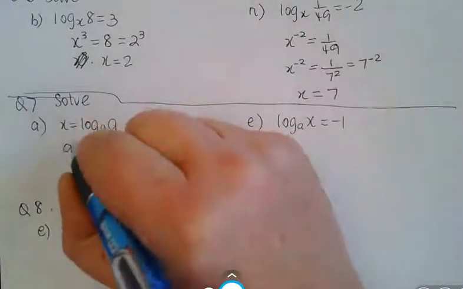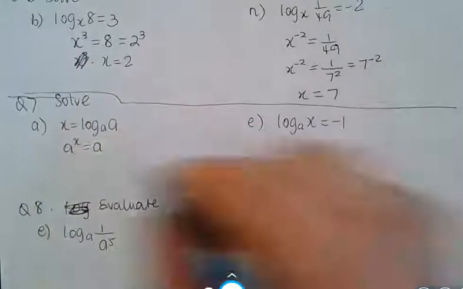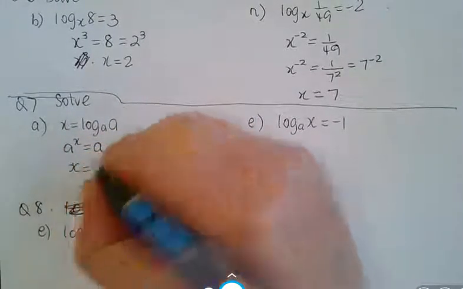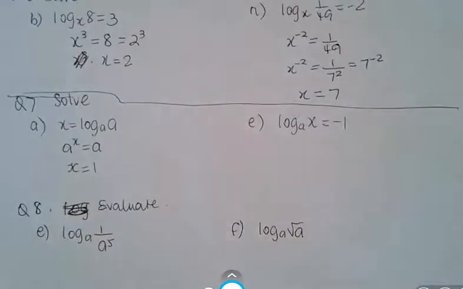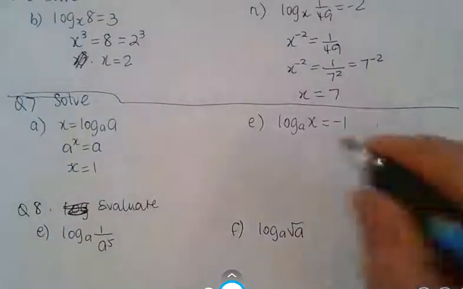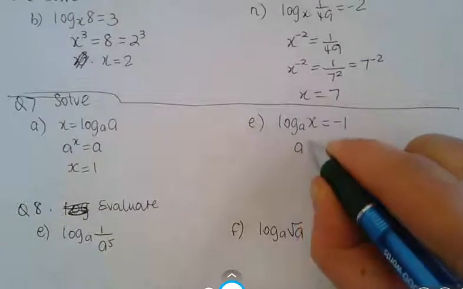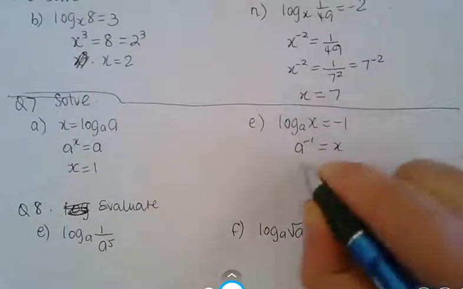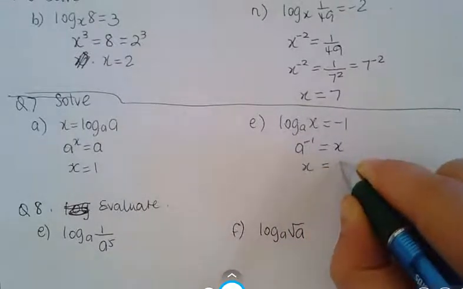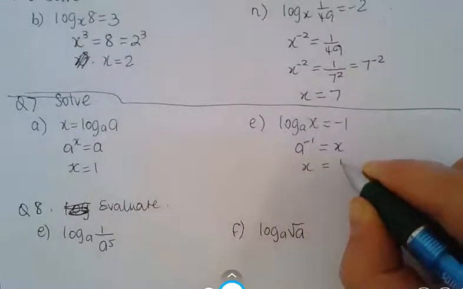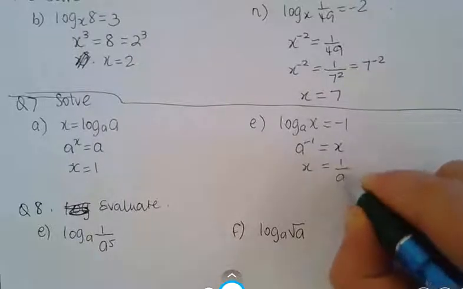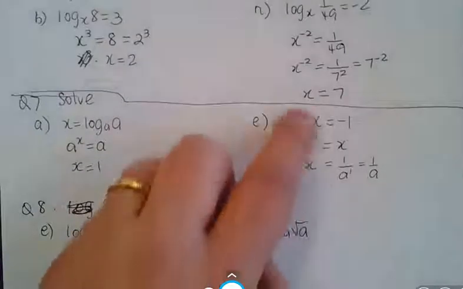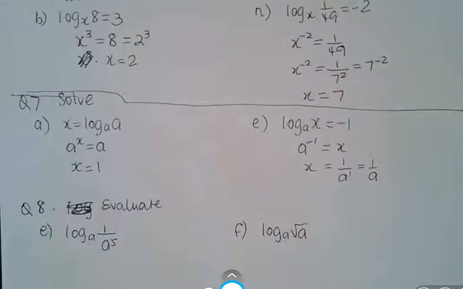a to the power of x is a. So x is 1, because a can be written as a to the power of 1. All right. The next one, a to the power of -1 is x. Just rewrite it. How do you write a to the -1? 1 on a to the 1, which is 1 on a. So log to the base a of 1 on a is -1. Keep going.